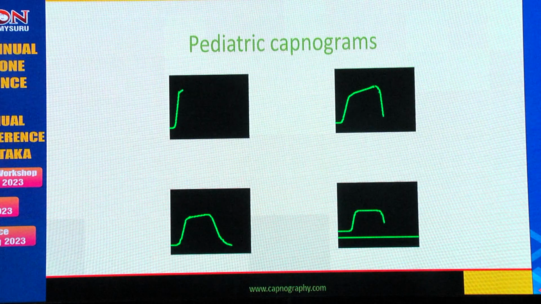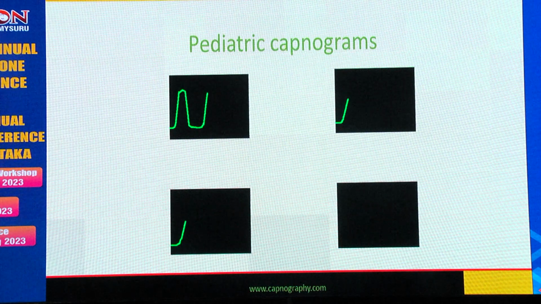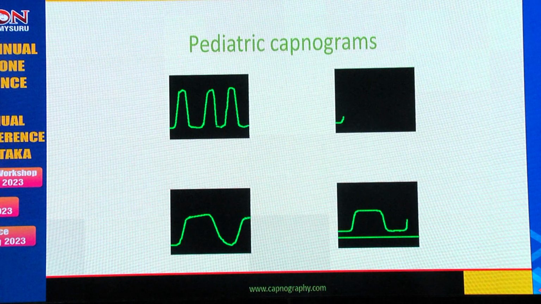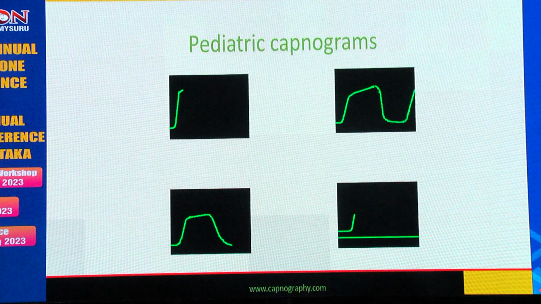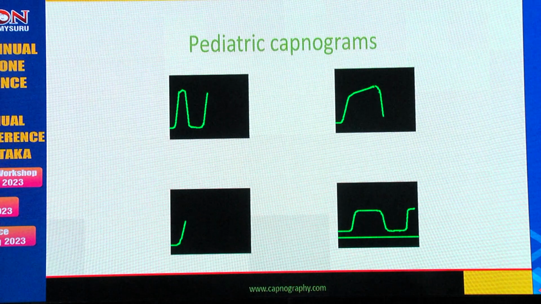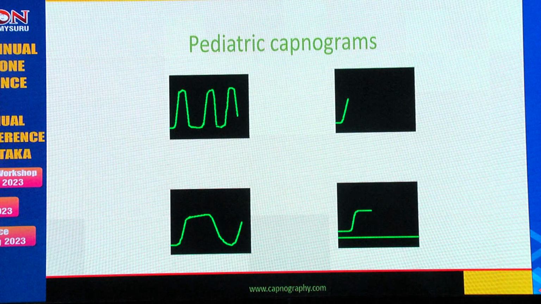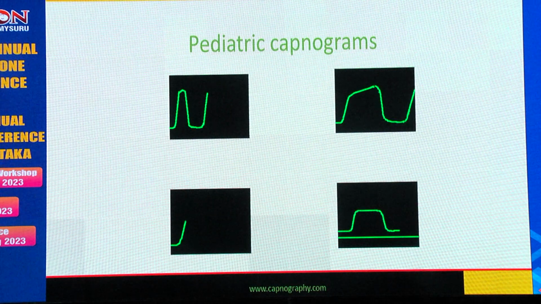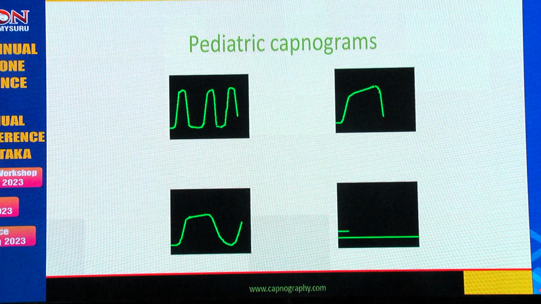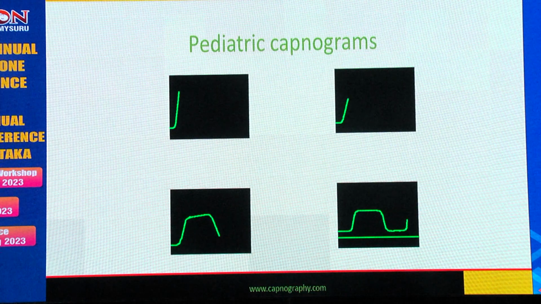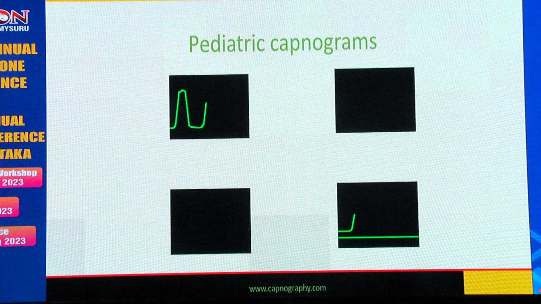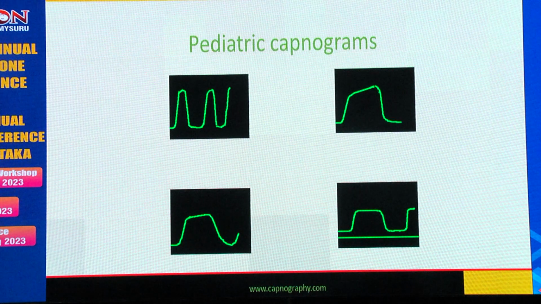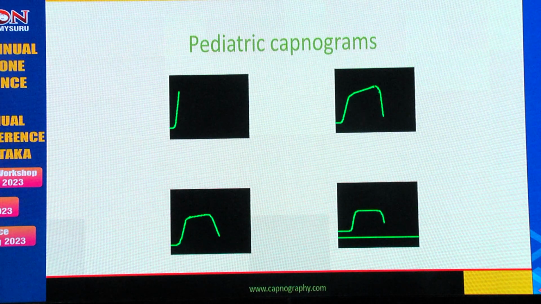With pediatric capnograms, you can get several shapes that are normal in a pediatric patient. The reason is the response time of the capnograph is not fast enough to match the high respiratory rate and low tidal volume in small babies. However, the newer capnographs have a very short response time. Therefore, they give a capnogram that is almost like an adult capnogram.